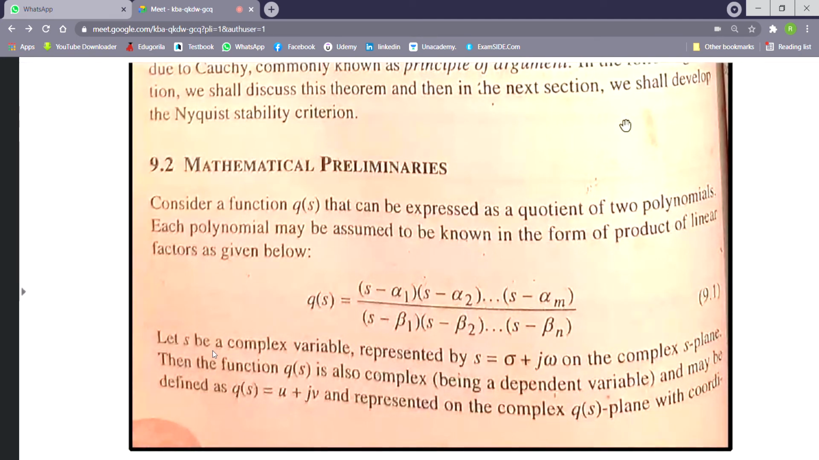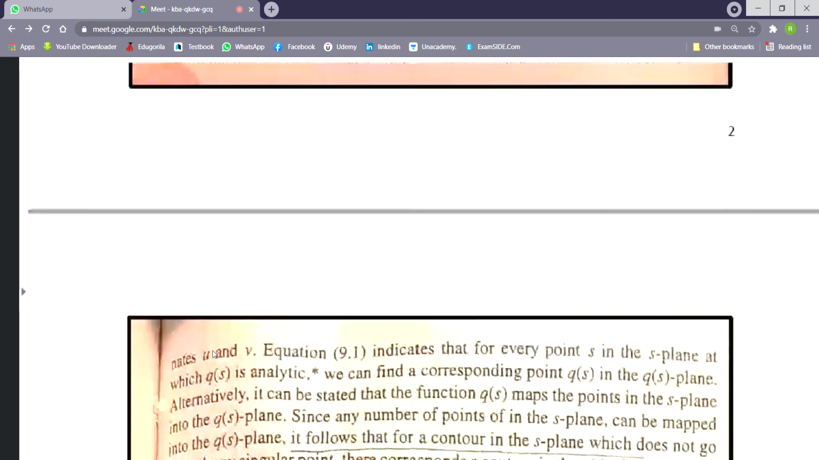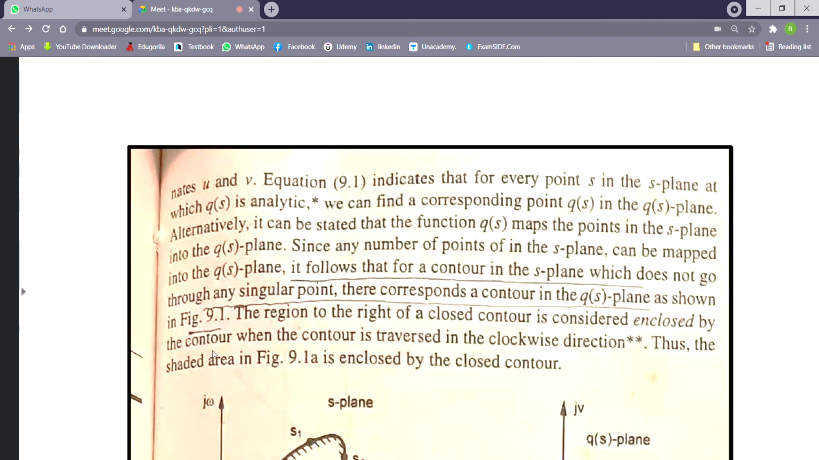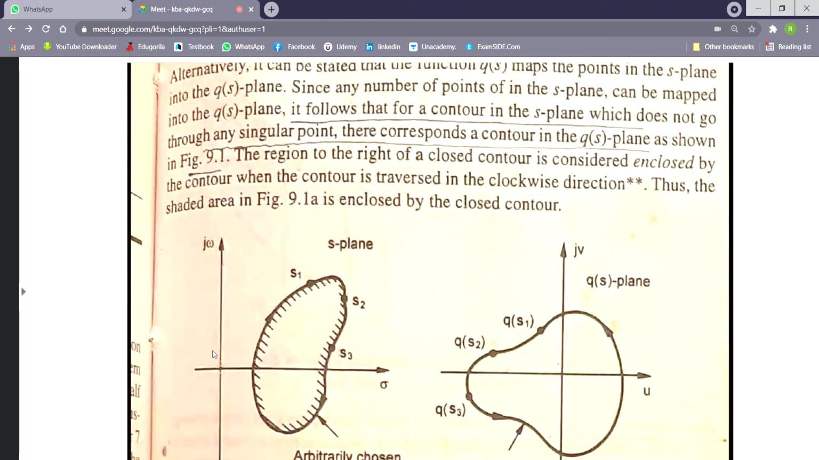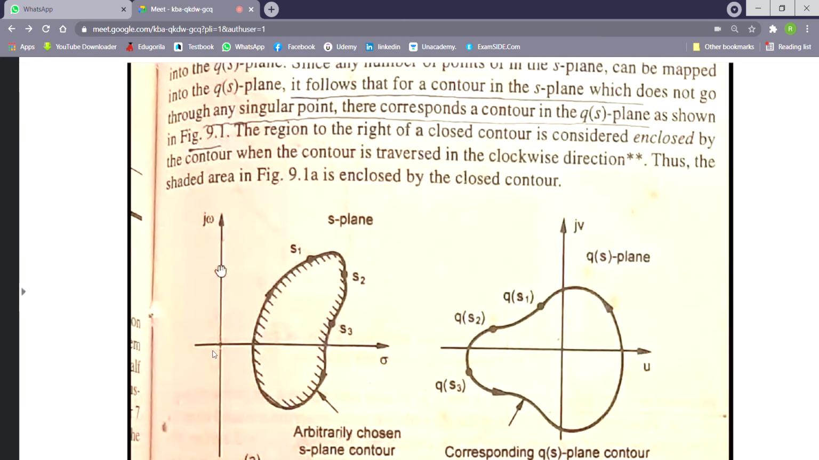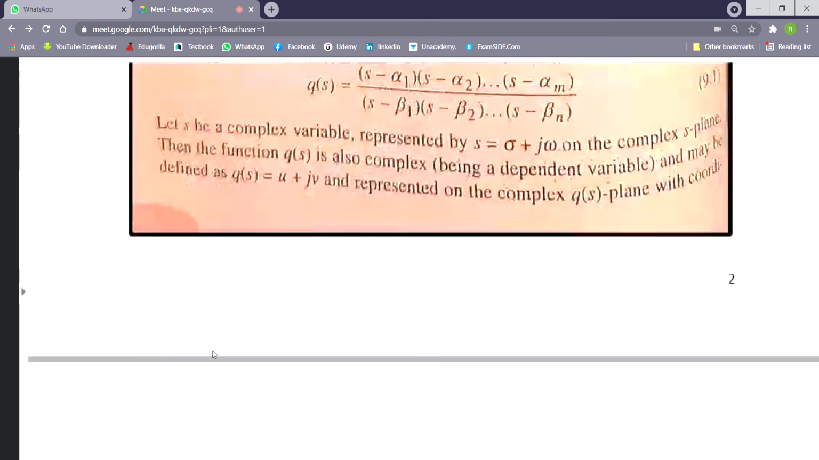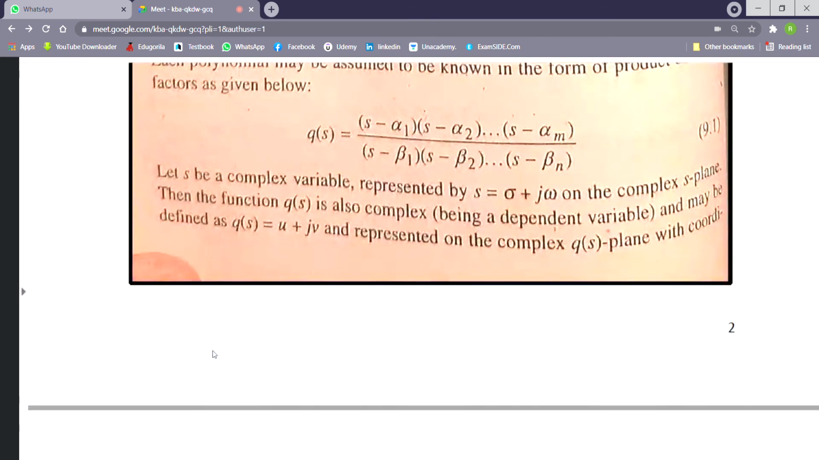Is it absolutely clear? Yes, ma'am. Clear. Okay, now you can see these two planes. So this is our S plane, sigma j omega, and this is the Q(S) plane. From a point on the S plane, we can move to a point on the Q(S) plane, and the mapping function will be this Q(S) governed by this equation.